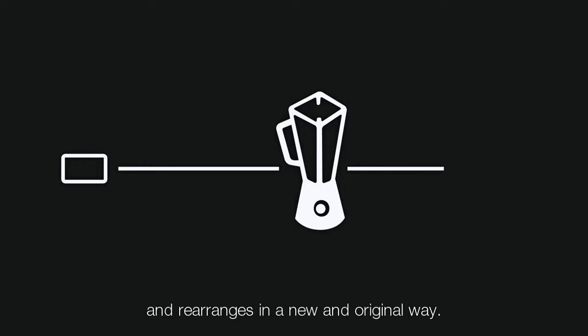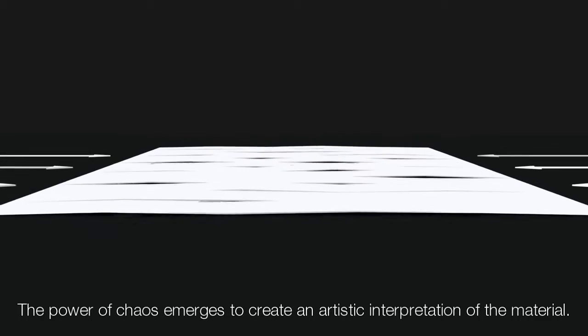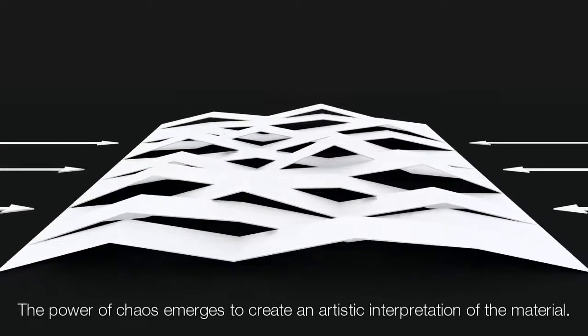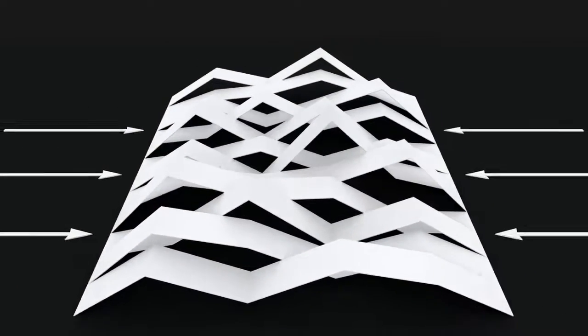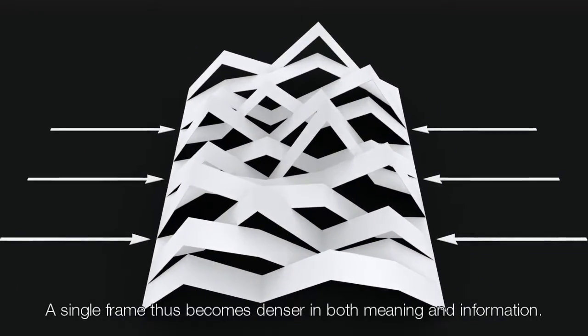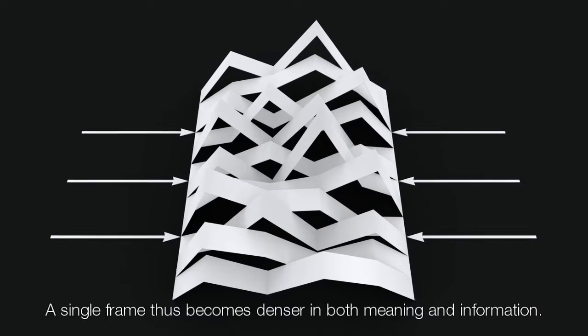To watch more content, we could either have more screens or edit the video. By inserting turbulence, data breaks up and rearranges in a new and original way. The power of chaos emerges to create an artistic interpretation of the material. A single frame thus becomes denser in both meaning and information.